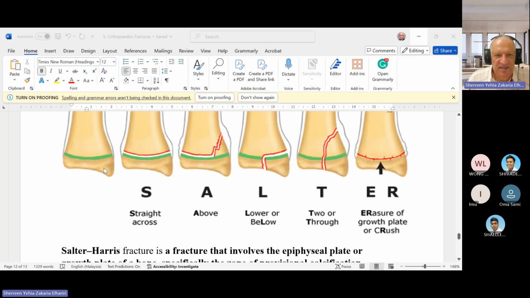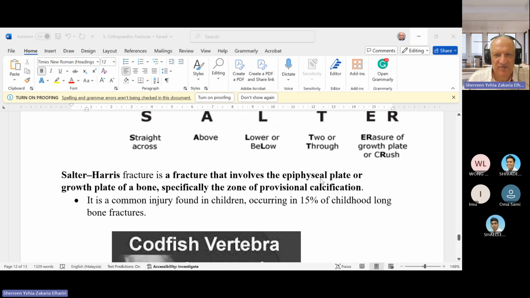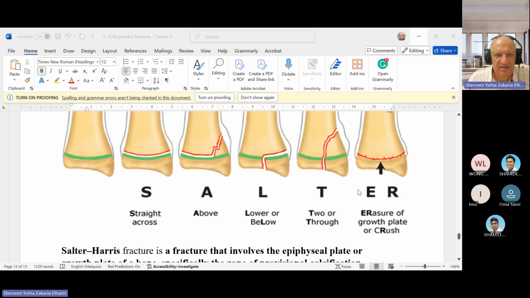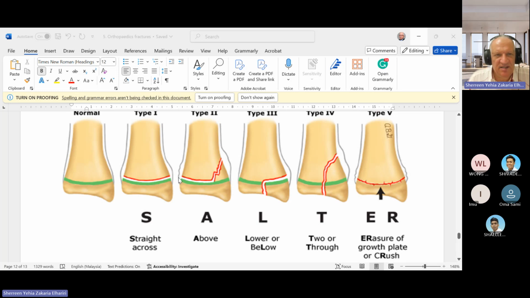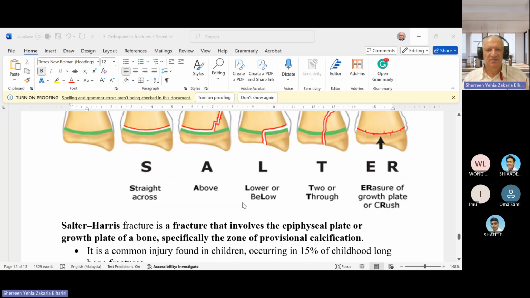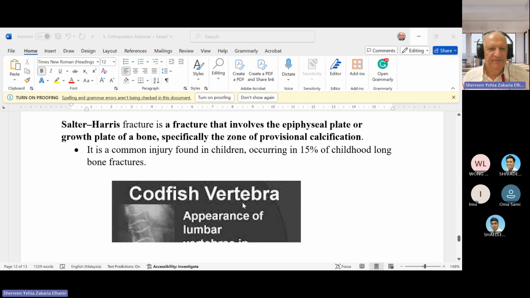We don't ask you about classification, but I just found this: a fracture involving the epiphyseal plate, which we call Salter. It can be straight, it can be above. This is the Salter classification of the epiphyseal plate. It is just a general classification, not very important, just in case we find it in some books.